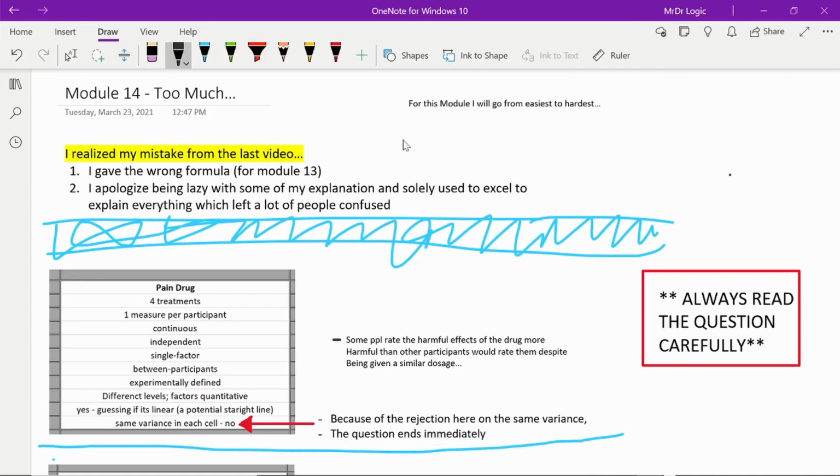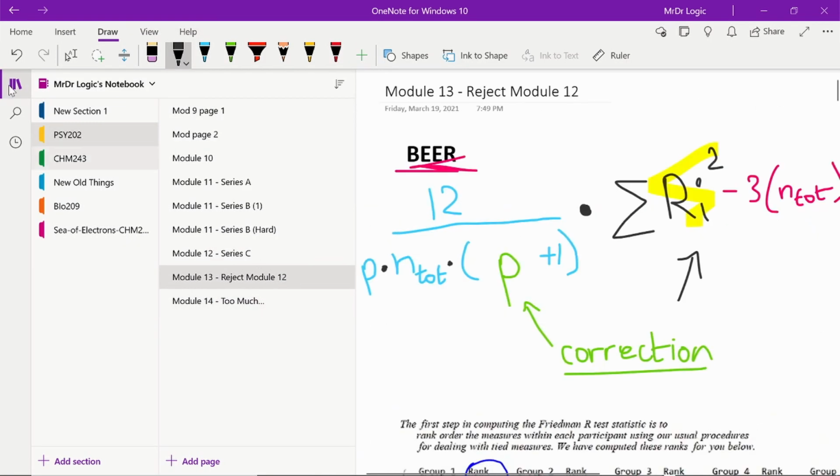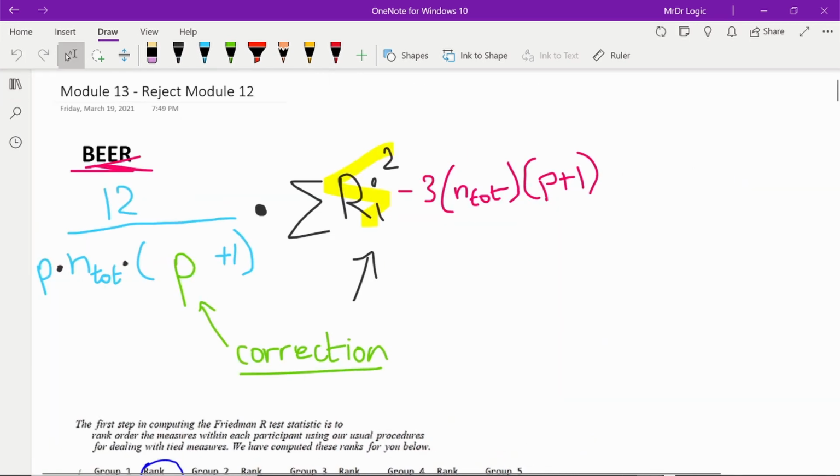Over in question 13, my mistake was making it n total, which is incorrect. It's supposed to be p plus 1 times p times n total. And by the time you're watching this, you must have already submitted Module 13, so I do apologize for that.